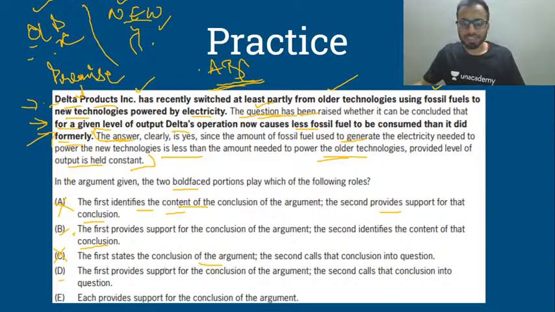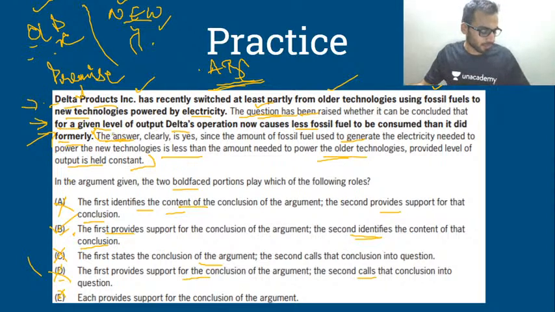Option D, the first provides support for the conclusion, the second calls that conclusion into question. We are not calling into question any conclusion. E, each provides support. I mean, it can be said that each provides support, but B is more apt when it says the first one provides support and the second one is more than support. The second one is actually the content of the conclusion, because through the second statement, you know what the conclusion is telling us. All right.